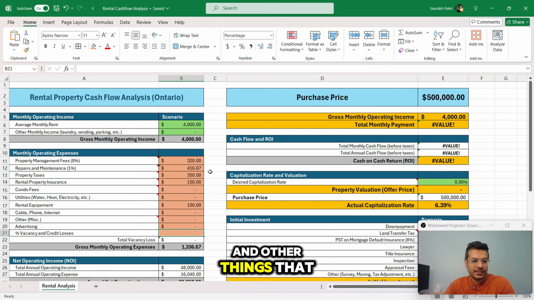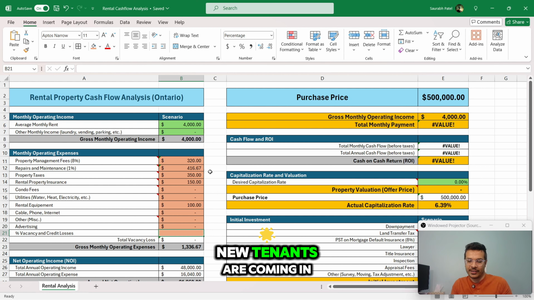And another thing that many people forget is to calculate the vacancy rate and the credit losses. So normally it's not going to be the case that your property is rented all the time. Sometimes in a month or sometimes in a year, it's going to be empty because you have to find another tenant. So when tenants are moving out and new tenants are coming in, in those periods you are not going to get any monthly rent.